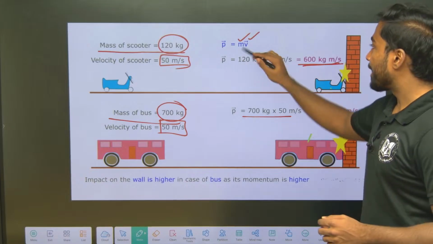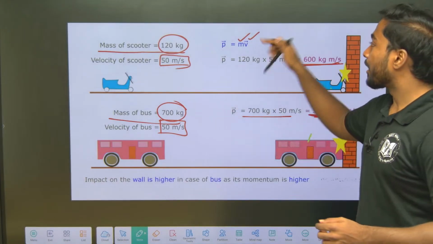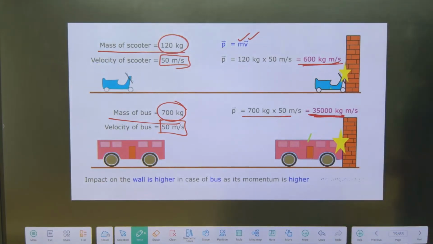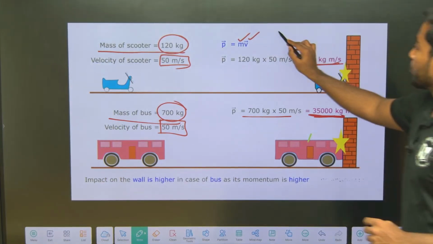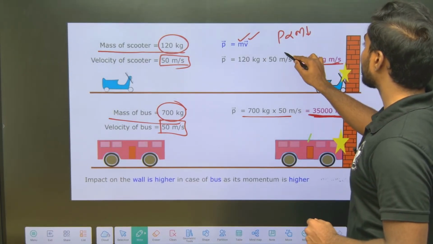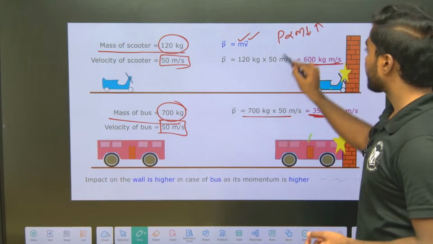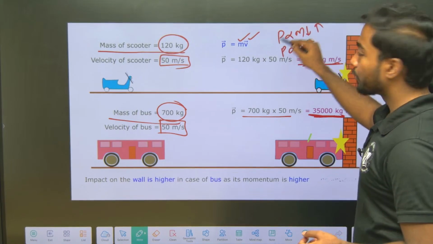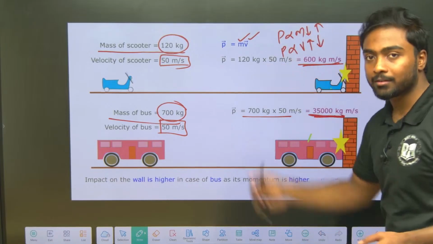If either mass increases or velocity increases, momentum increases. Momentum is directly proportional to mass: if mass decreases, momentum also decreases, and if mass increases, momentum also increases. Momentum is directly proportional to v: if v increases, p also increases, and if v decreases, p also decreases.